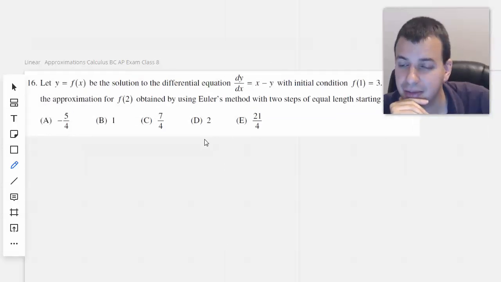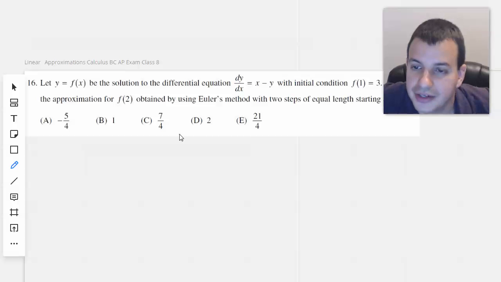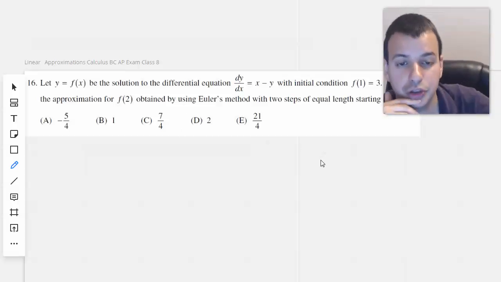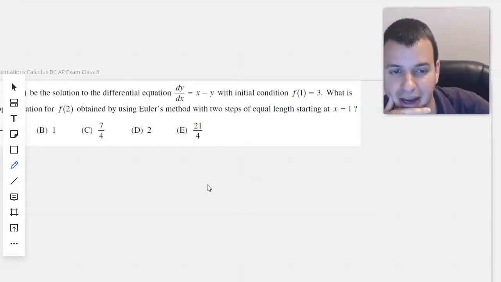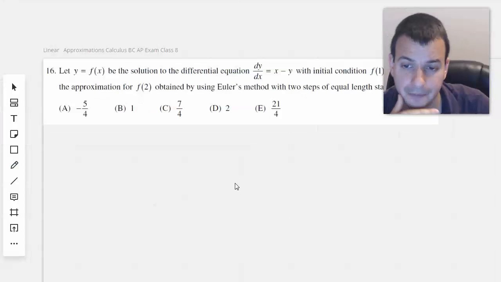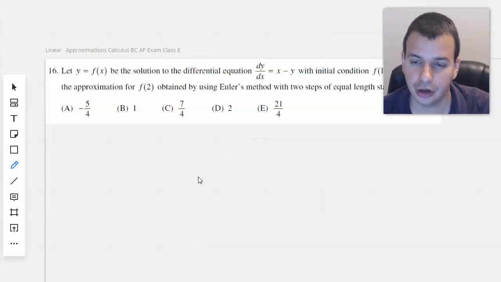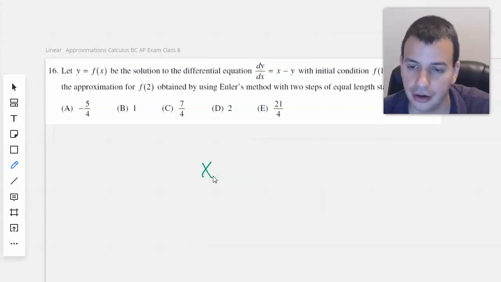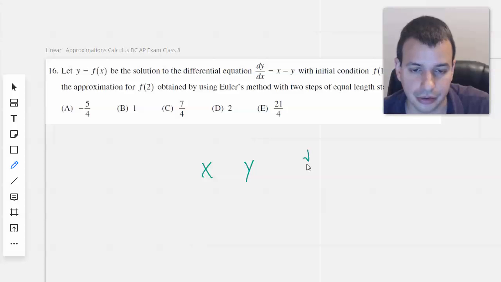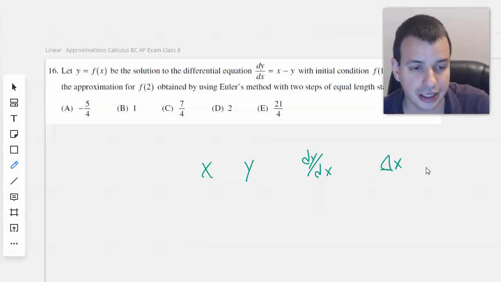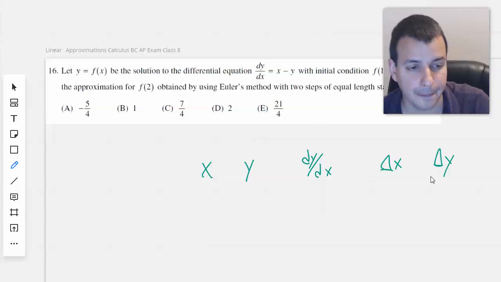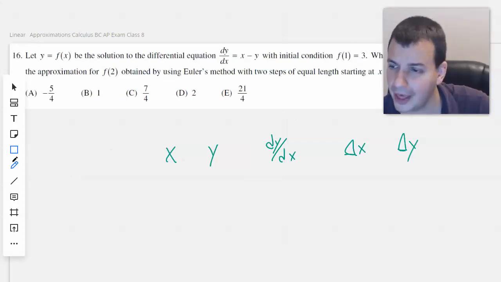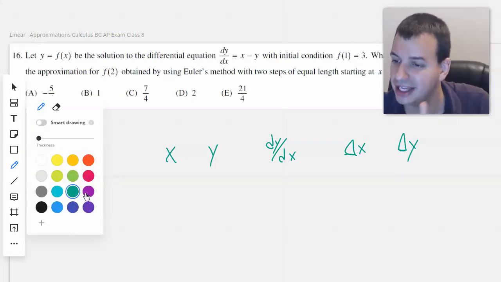What is the approximation for f of 2 obtained by using Euler's method with two steps of equal length starting at x equals 1? Okay, so first thought is, okay, Euler's method, let's write out our table: x, y, dy/dx, delta x, delta y. Okay, so we got that down, and they gave us a starting point.